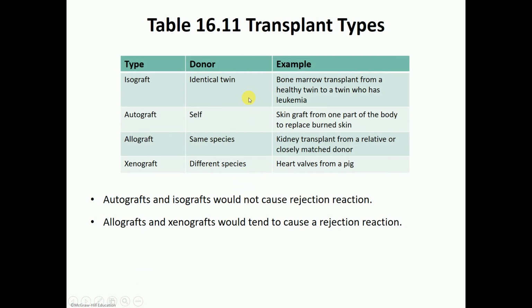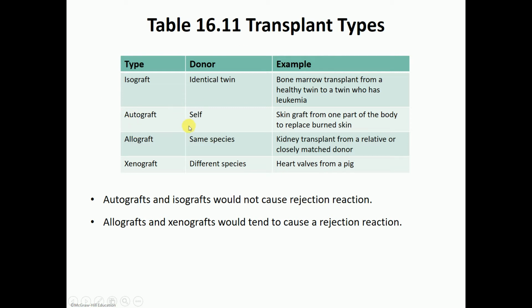So these are the different kinds of transplants. There's an isograft, which is between identical twins. For example, bone marrow transplant: if one twin gets leukemia, the healthy twin can donate bone marrow to them, and it's a very safe kind of transplant.